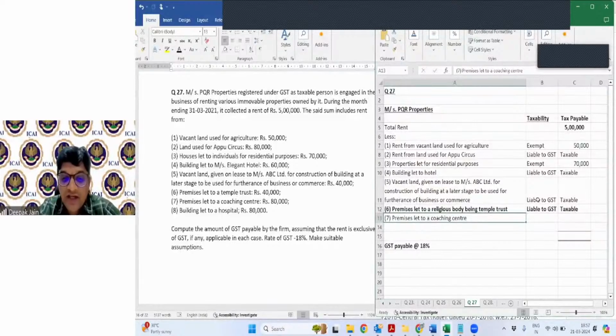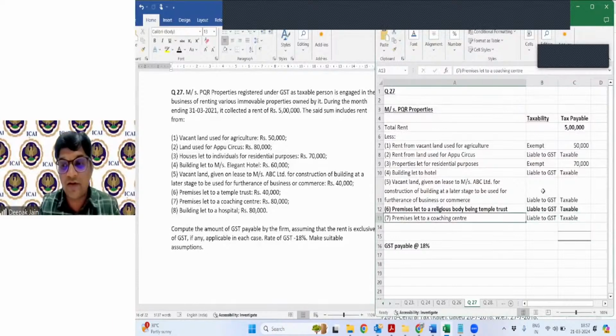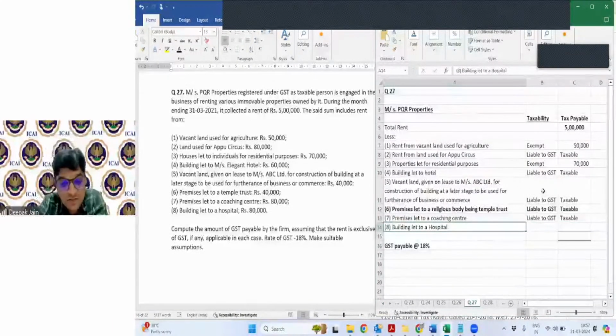Don't get emotionally carried away thinking that because you're giving it to a coaching center or to a religious body, it will become exempted. It is not exempt. Renting to a coaching center is liable to tax. So I will not do anything on this. Eighth one, building let to a hospital. At least a hospital should be exempted, no? Because healthcare services are exempted. So when we let a building to a hospital, it will be exempted then.